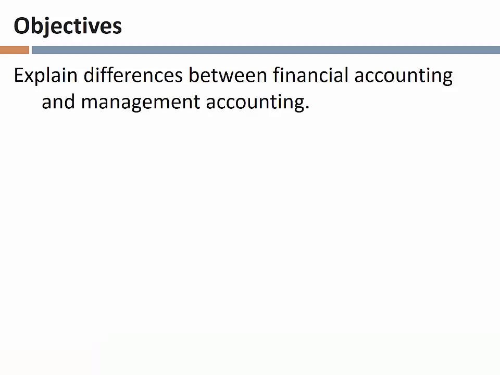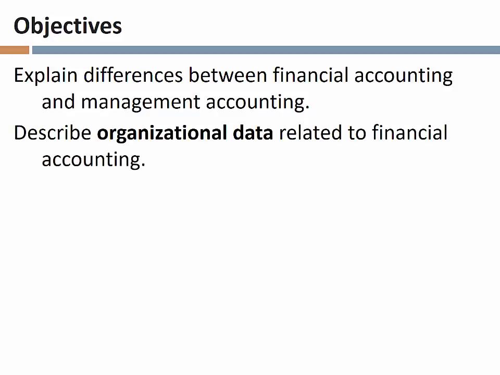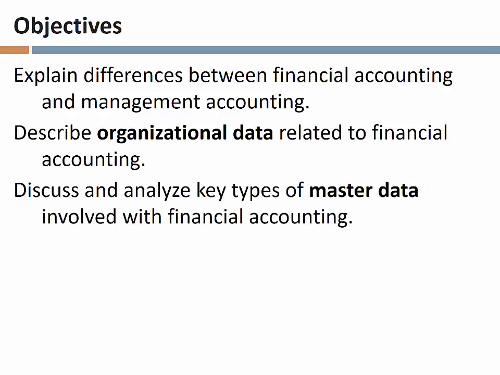And so one of the first things we'll talk about is the differences between financial and managerial or cost accounting, controlling. How are those things different? We'll talk about the organizational data related to financial accounting. Some of that we've already talked about, but we'll go into a little bit greater detail. We'll talk about the different kinds of master data involved in financial accounting and how those things are accounted for.